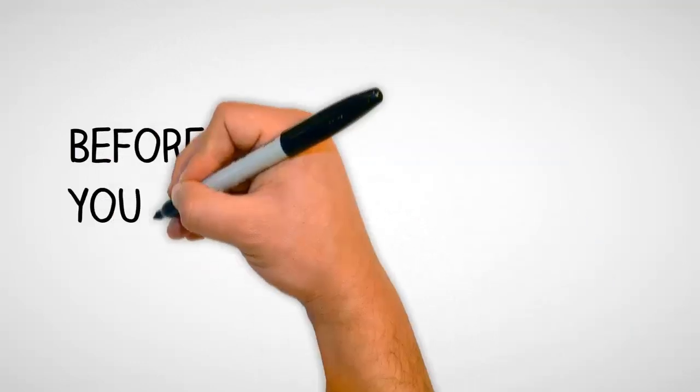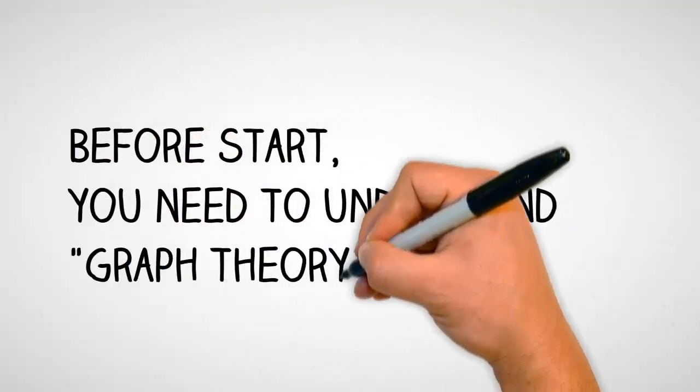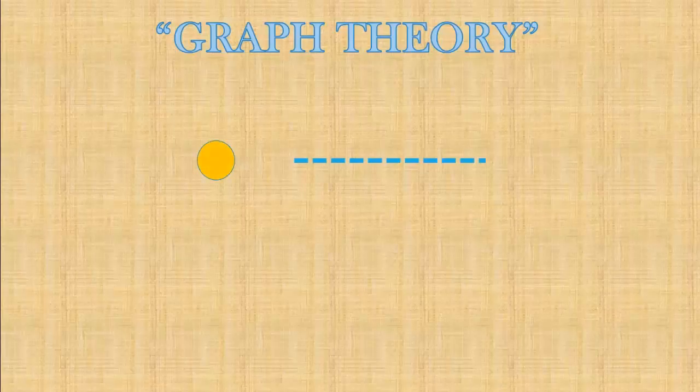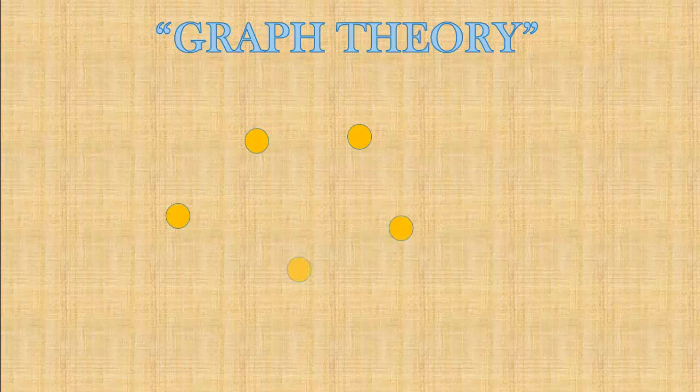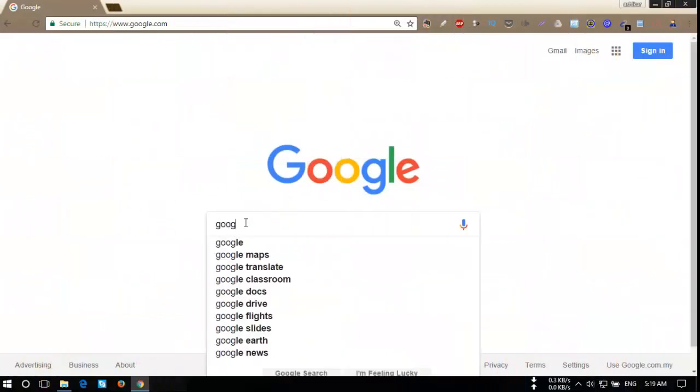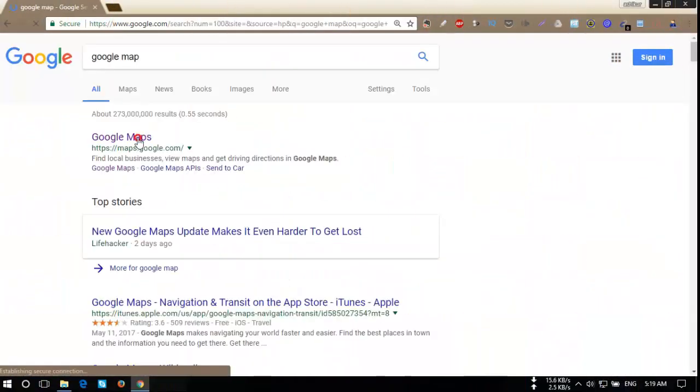Before we start, you need to understand graph theory. So, what is graph theory? Graph theory is the study of points and lines. In particular, it involves the ways in which sets of points, called vertices, can be connected by lines or arcs, called edges. Graphs in this context differ from the more familiar coordinate plots that portray mathematical relations and functions. Now let's see how graph theory is used in Google Maps.